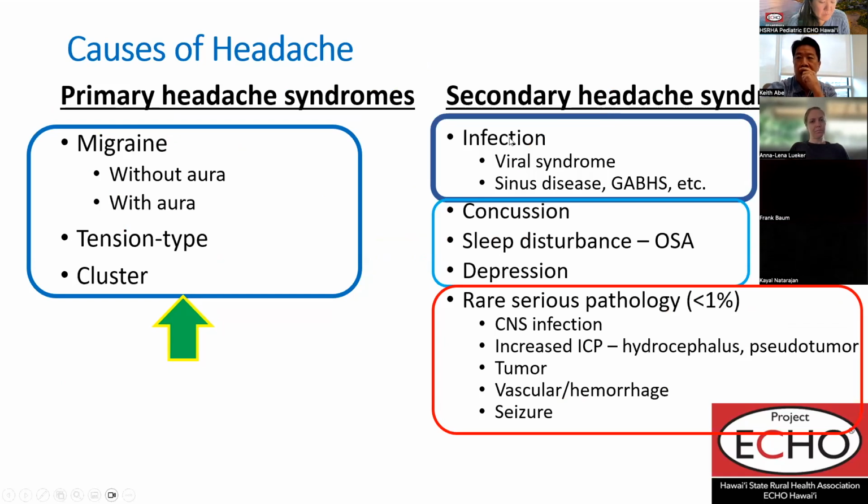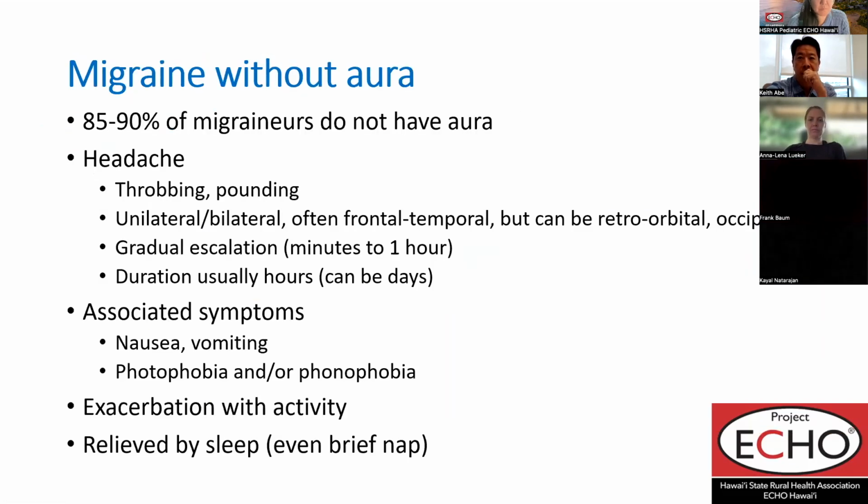Otherwise, when we think about more common things like viral syndrome, strep, of course, things that have other unrelated causes and treatment, and then the rare serious things that we're trying to rule out again by history and exam, then we have the primary headache syndromes, which I'm going to go through quickly, I think, in the interest of time. And of them, migraine is the biggest one that brings kids to medical care, although most don't have the classic aura.